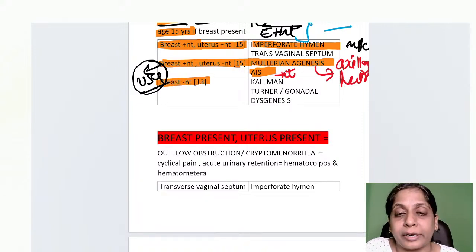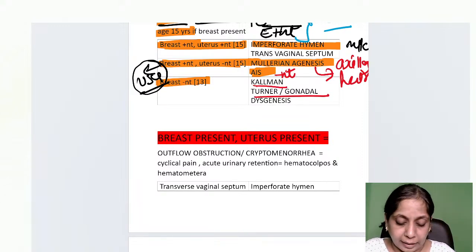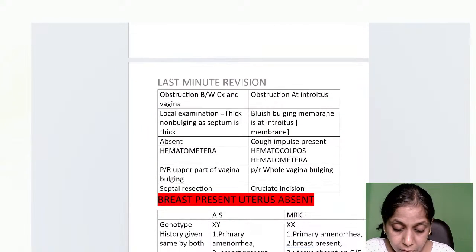Okay, if the breast is absent, of course you will diagnose primary amenorrhea by the age of 13. There are only two problems: Kallmann and Turner.